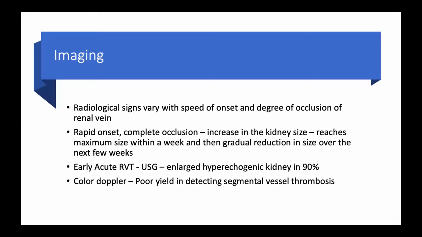And almost 90% of acute renal vein thrombosis will have increase in the kidney size with hyperechogenicity on ultrasound compared to the other kidney if it is unilateral. And color Doppler can only detect thrombus in the main renal vein and renal artery, but segmental vessel thrombosis cannot be detected with the color Doppler.